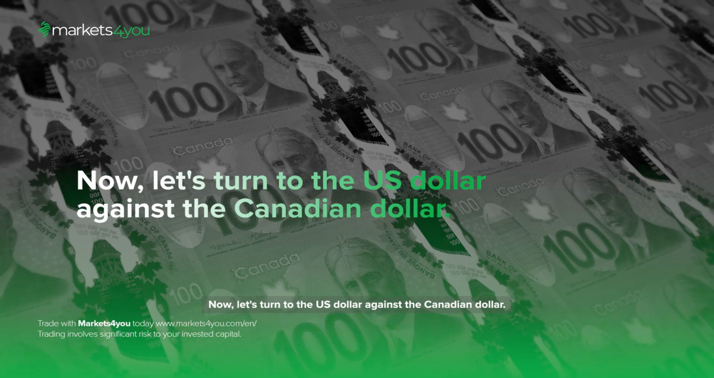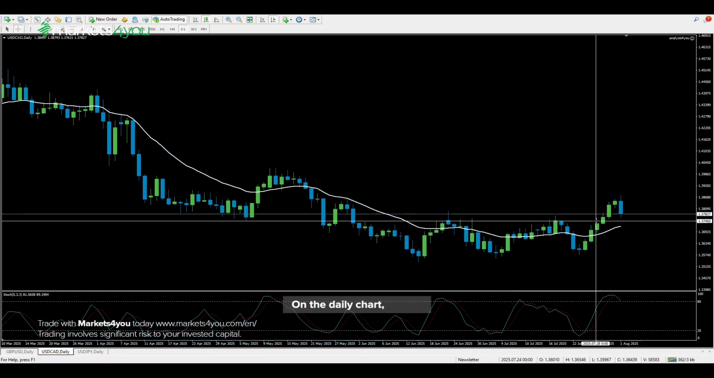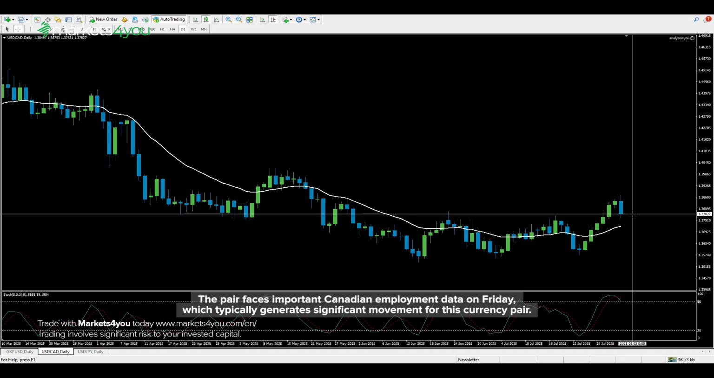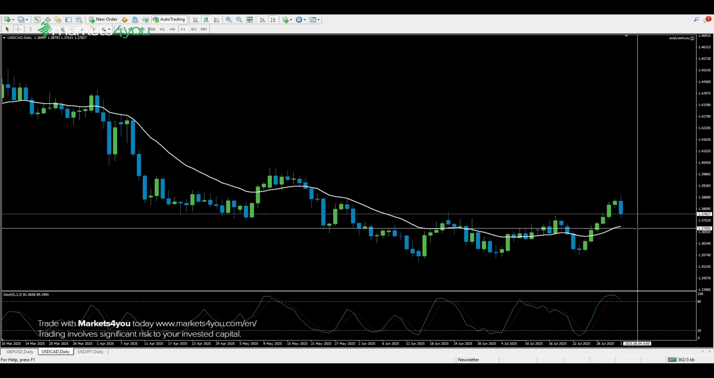Now, let's turn to the US dollar against the Canadian dollar. On the daily chart, the pair is currently trading around 1.3783, moving near key resistance levels. The pair faces important Canadian employment data on Friday, which typically generates significant movement for this currency pair.